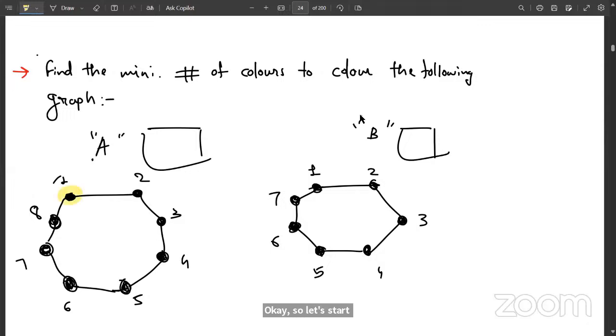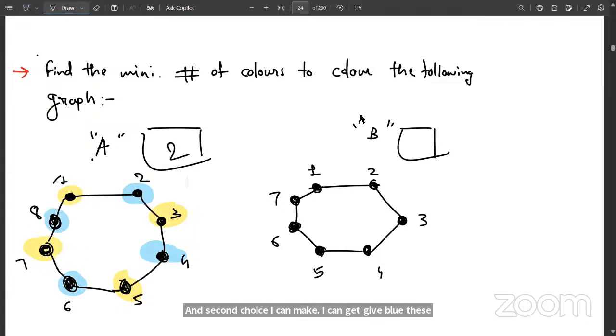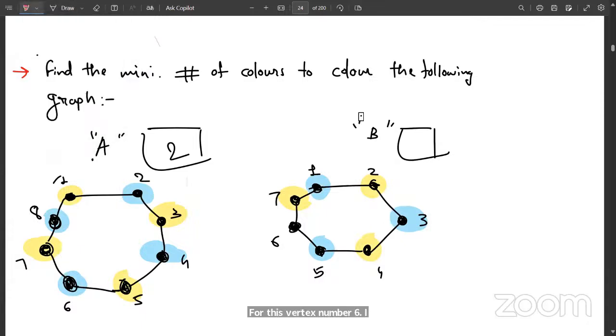If I give vertex number 1 the color yellow, I can give yellow color here, yellow color here, yellow color, right? Because they are not adjacent. And as a second choice, I can give blue color to these vertices. So this graph can be colored using yellow, blue, red colors. Here, I can color these 3 vertices using yellow color, but I cannot color any other vertex using the same yellow. So I'll take blue to color these 3 vertices. Again, for this vertex number 6, I don't have any choice but to take another color. That means I have to use 3 colors. So that's why the minimum number of colors here will be 3.